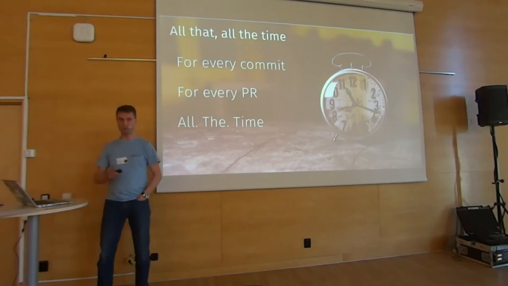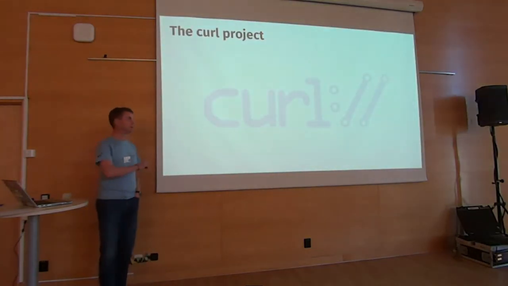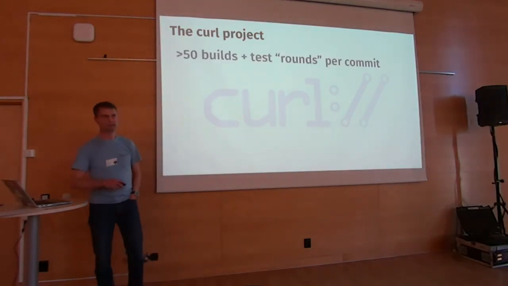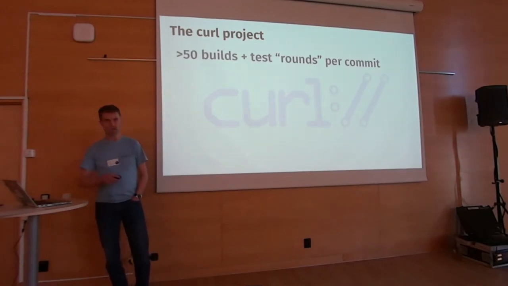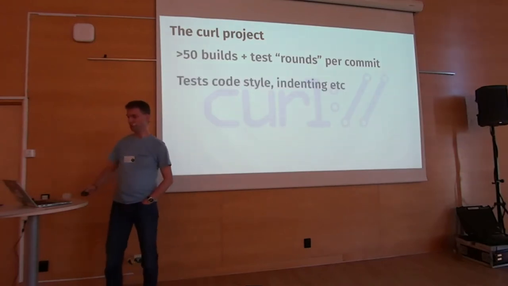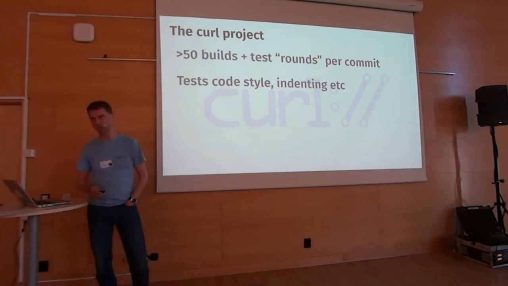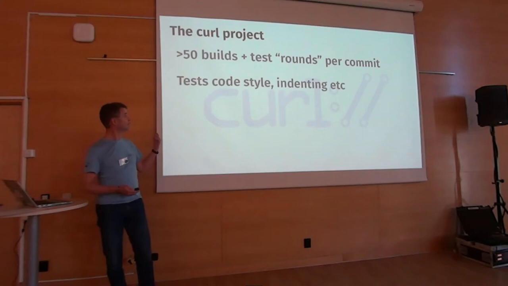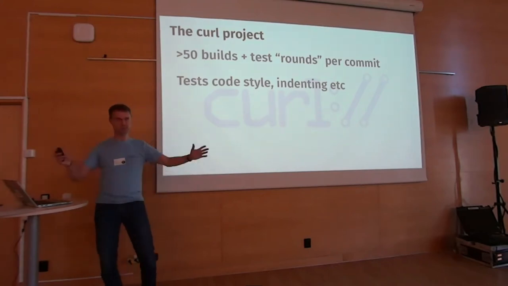So in the curl project that I spent some time on, we try to do all this actually. For every commit and every pull request, we do roughly 50 builds or test rounds. And we test for code styles, we test for indenting. So there's a red cross if you don't follow the style, if you're indenting the code the wrong way, or if you're putting your braces in the wrong position on the lines, or having too wide lines.